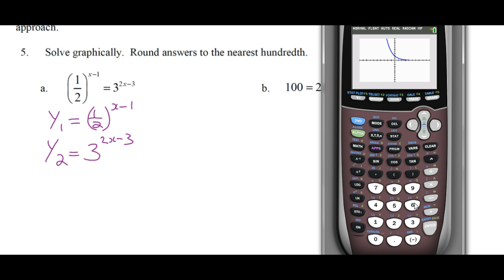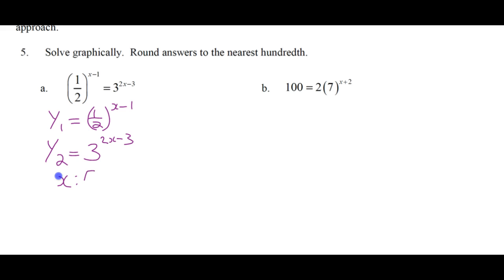So we know that's the 1/2, because that's decay. It's going down. We're going to have another one that goes through 1. We're going to get the intersection somewhere around there. So if we set a window, we can go from 0 to 2 by 0.5 for x.